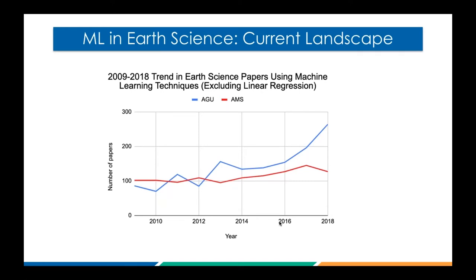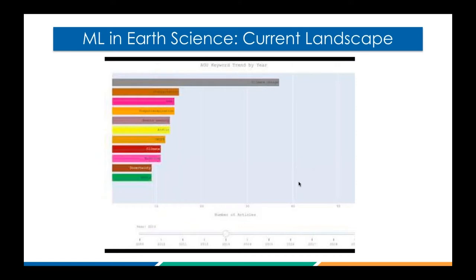So anyway, this is looking at keywords from AGU for the last 10 years. What is really interesting is that climate change, for the last 10 years, is the most common keyword in all the journals, all the articles submitted to AGU. But you see machine learning come up in the last 2 years as the second most common keyword. So there is a large adoption of these approaches within earth science that we are seeing.